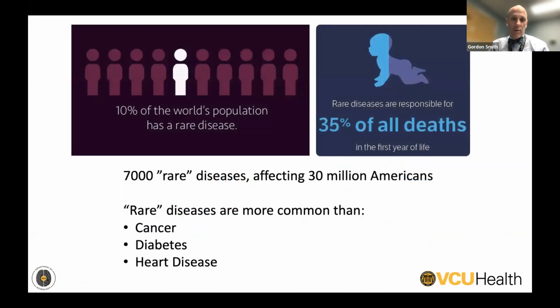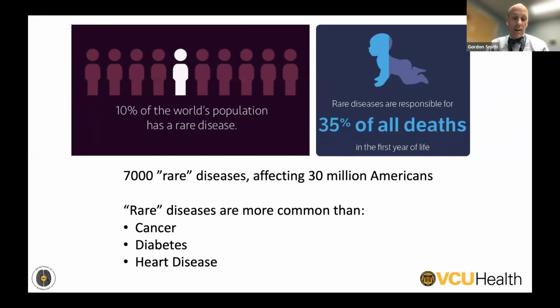So what is a rare disease or an orphan disease? So I'll define it numerically in a moment, but I want to emphasize that rare diseases are actually common. It sounds like something Yogi Berra might have said, but it's true. And that's because while there's 7,000 rare diseases, 10% of us have one of them. So that means over 30 million Americans have a rare disease. It means that rare diseases as a group are more common than cancer, diabetes, or heart disease.